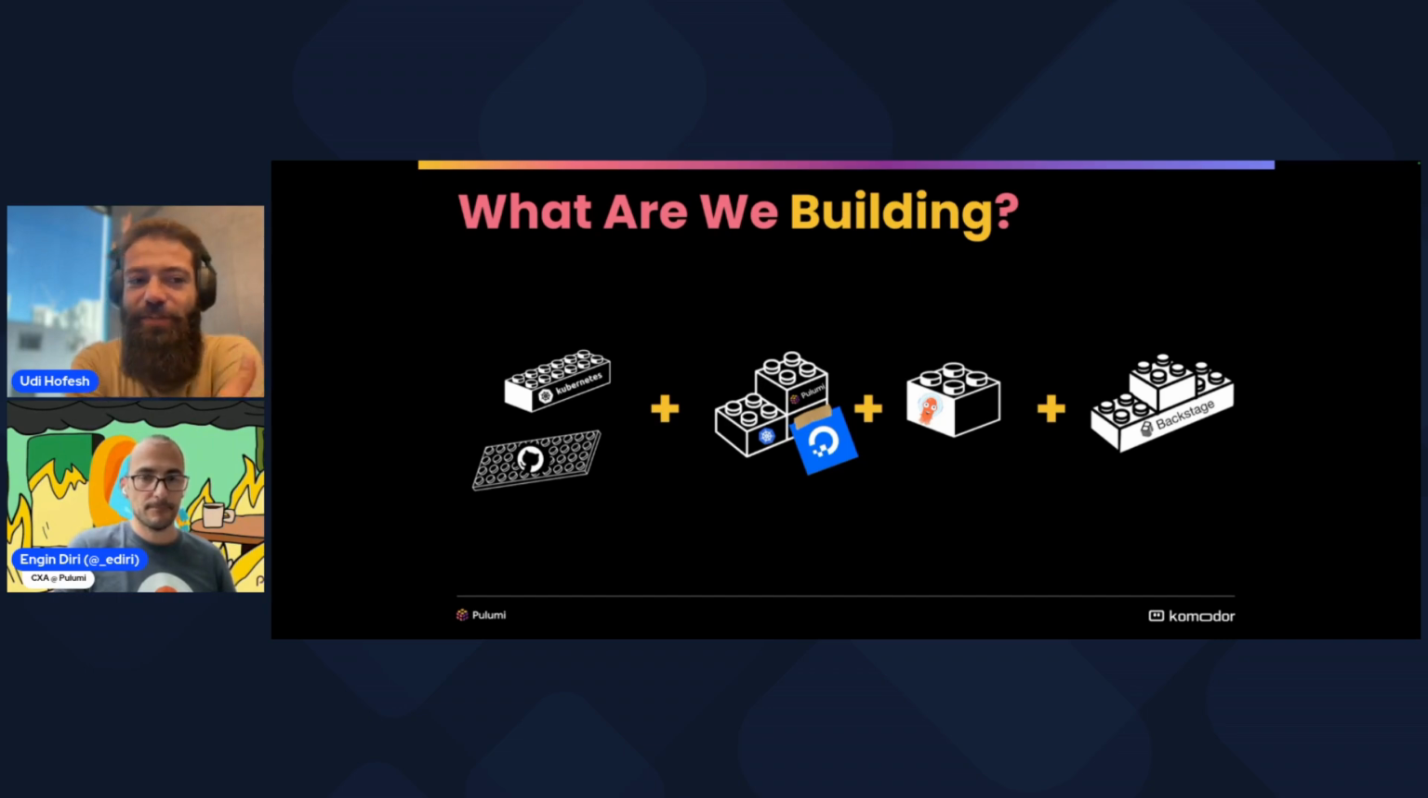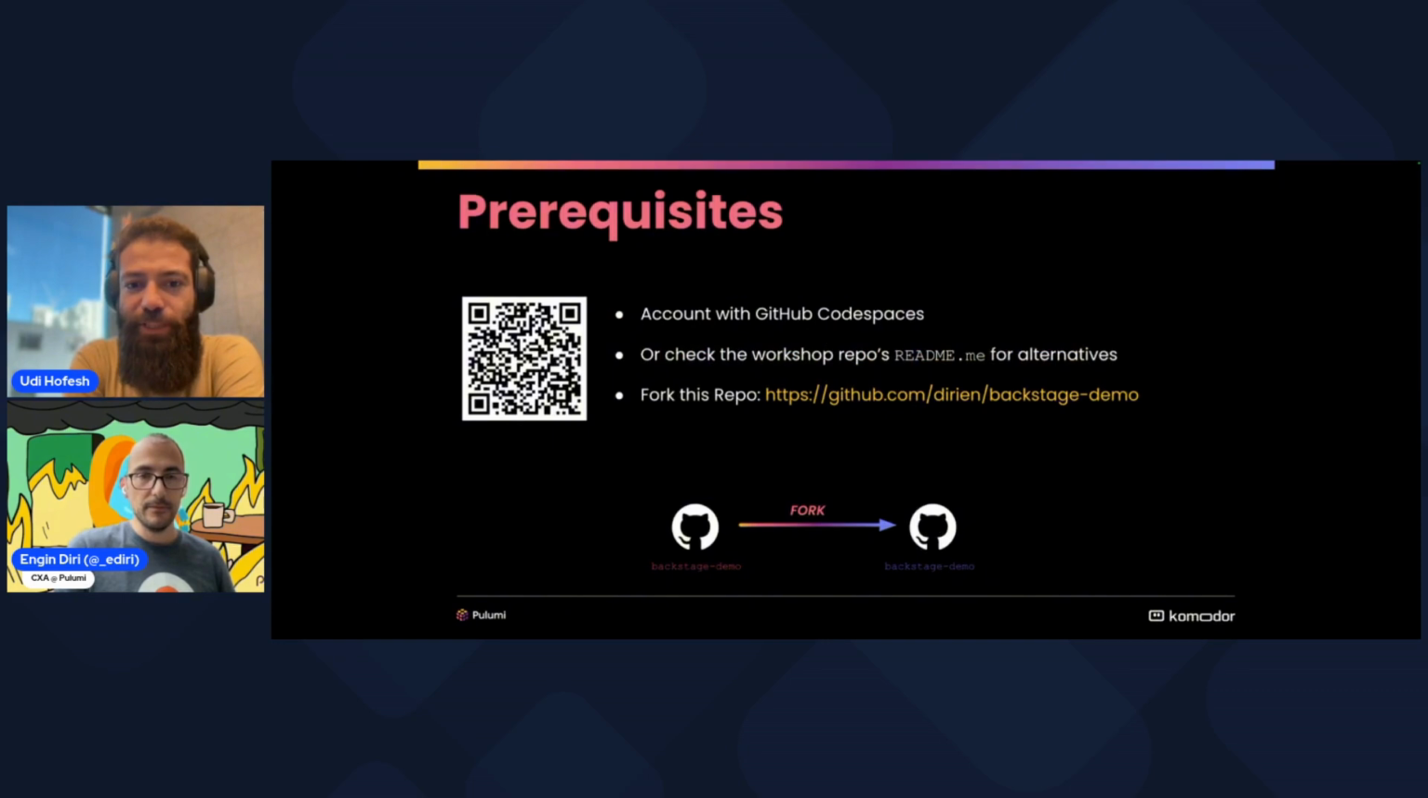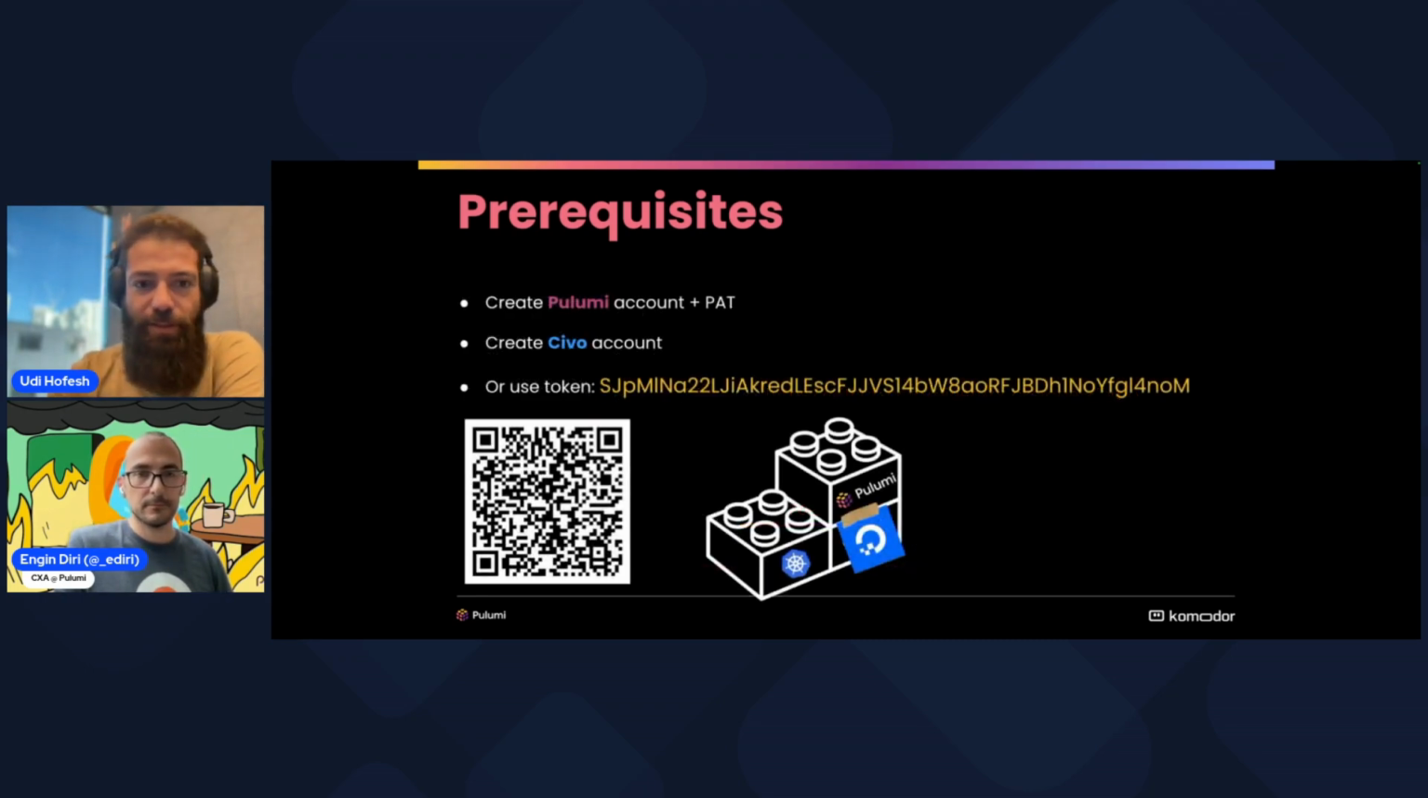And then we'll run our first application on this beautiful thing that we will construct. So moving on, prerequisites. Forking the GitHub repo. So I already did that. I already have an account with GitHub Codespaces, and I just forked this repo. So I should be ready to go, right, Engin?